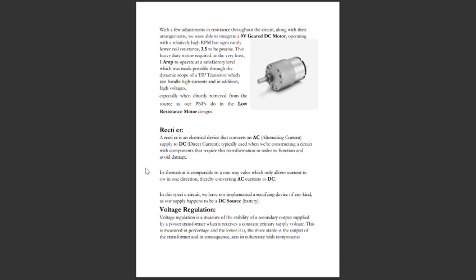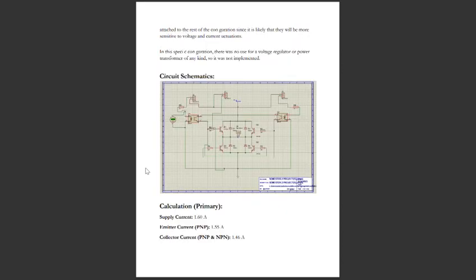In this specific circuit, we have not implemented a voltage regulator of any kind. Voltage regulation is a measure of the sustainability of the secondary output supplied by the power transformer when it receives a constant primary supply voltage. It is measured in percentage, and the lower it is, the better the output. This is our schematic circuit.